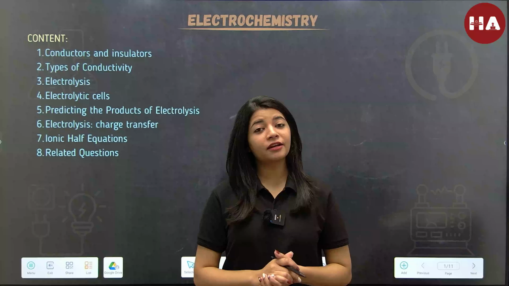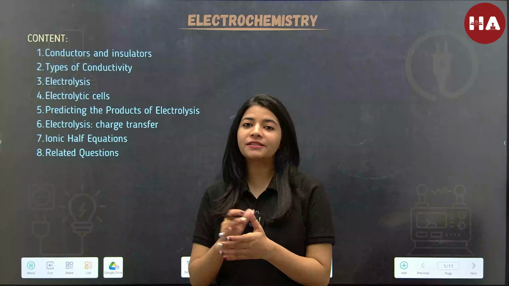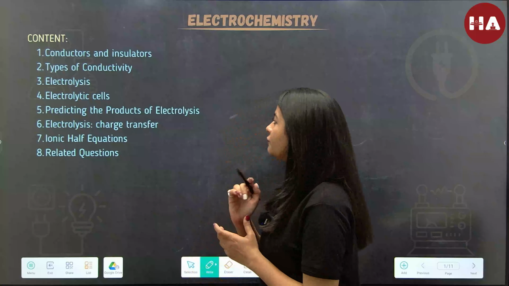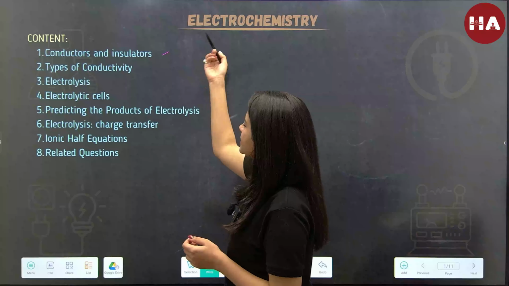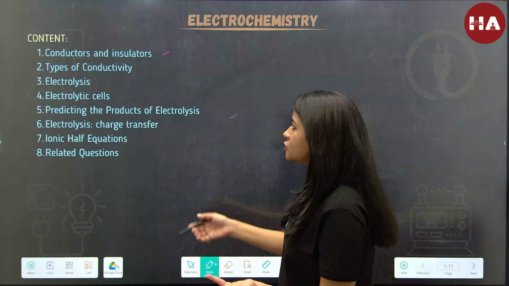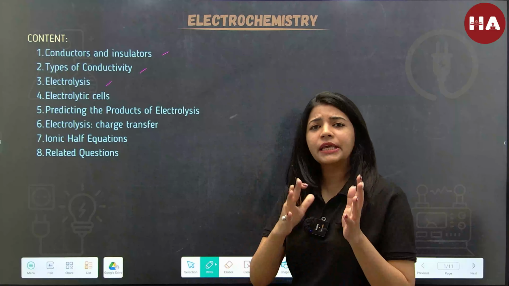Before we start uncovering the magic of electrochemistry, let's first understand what topics we are going to cover in this particular part of electrochemistry. So first, very important is conductor and insulator. We are going to define what conductors and insulators are, how they are different from each other, then types of conductivity, electrolysis, then we'll talk about basic electrolytic cells.